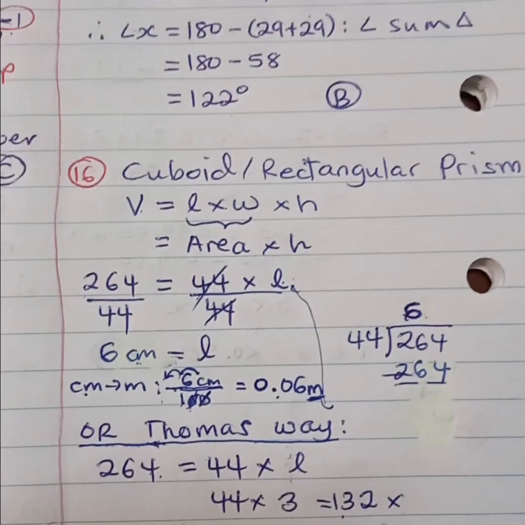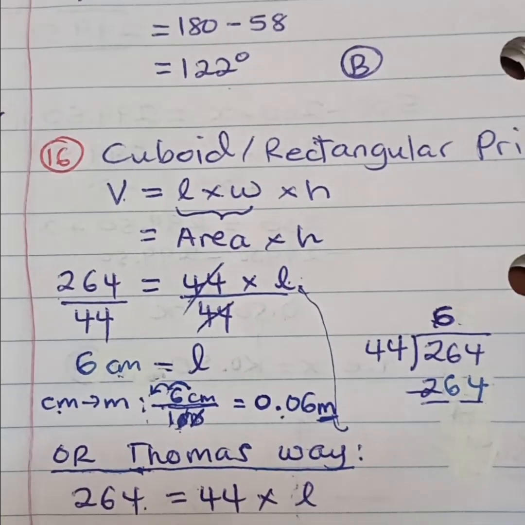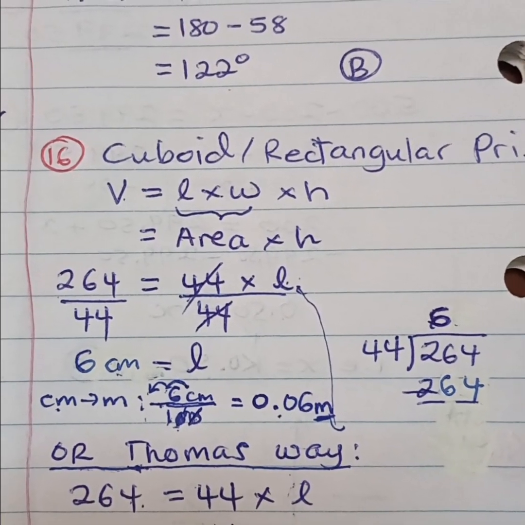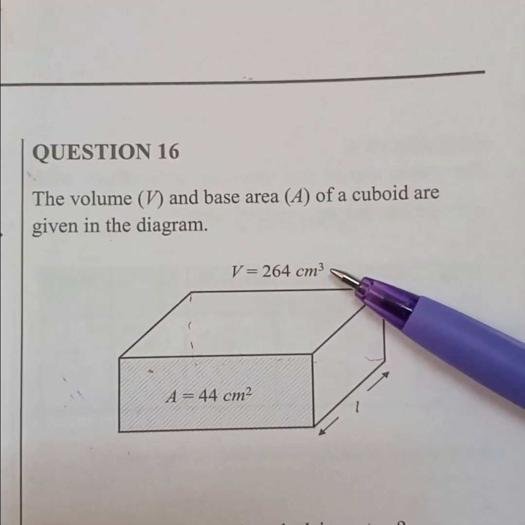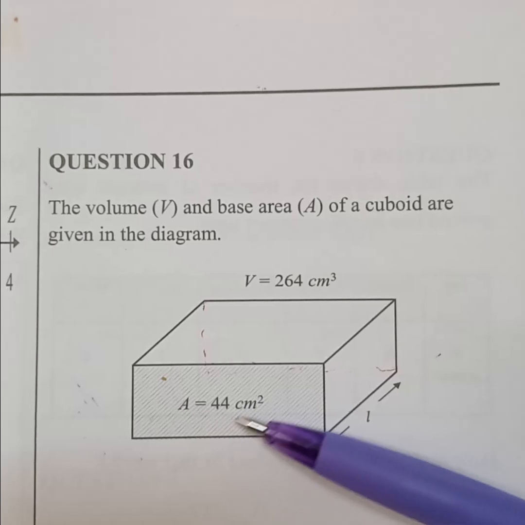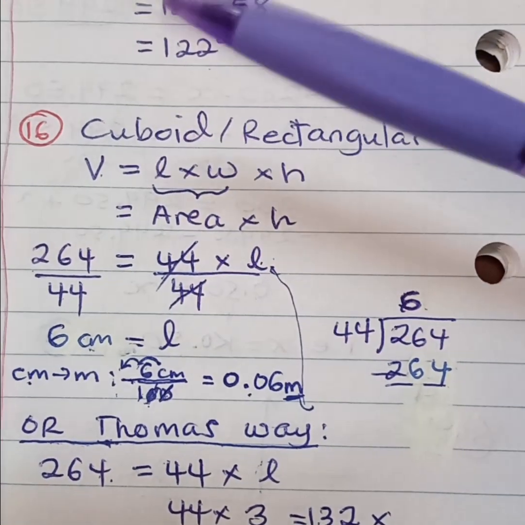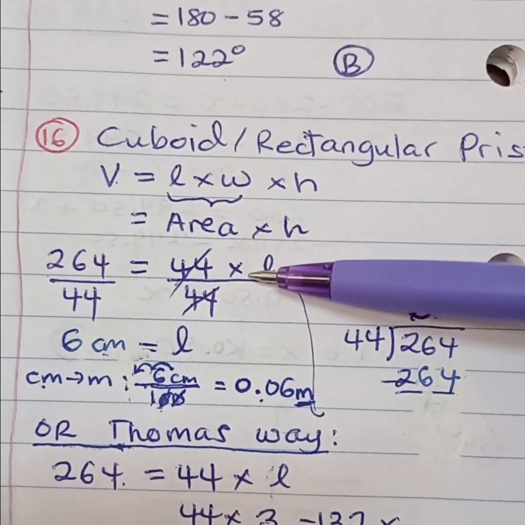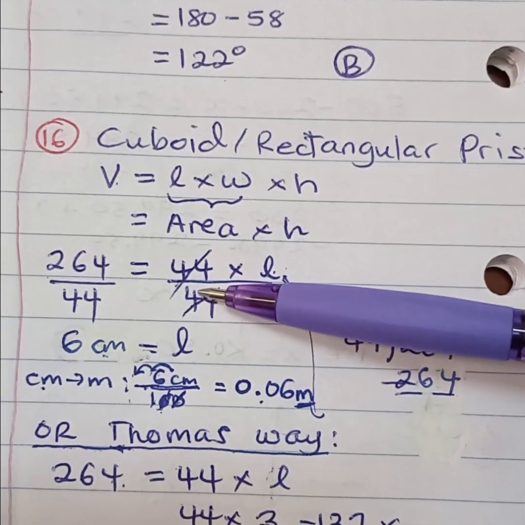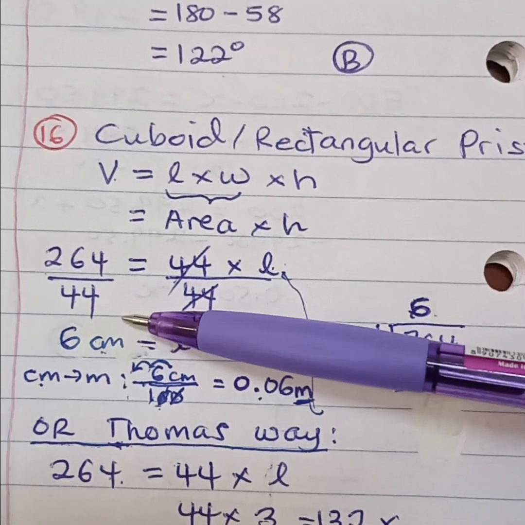So the height now becomes the length, and we substitute. Since the volume is 264 cm cubed and the area is 44 cm squared, we substitute into the formula. Volume is 264, area is 44 times the length. And in order to find the length, we have to divide by 44 on both sides.